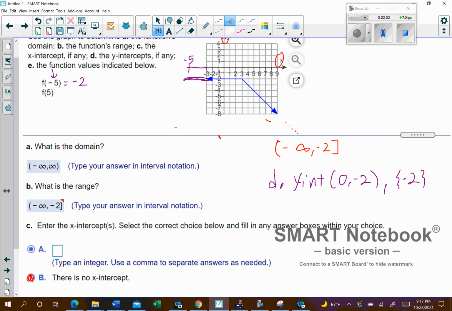Then f of positive 5, so we look at x where it's positive 5 right here, and that lines up with y equaling negative 4. So that's going to be negative 4 right there.